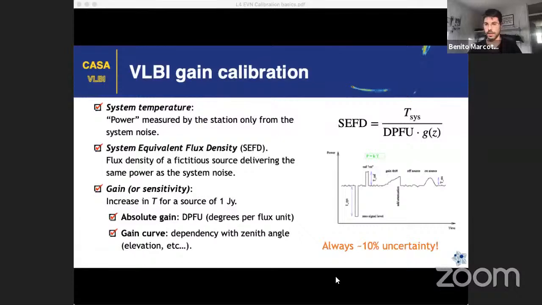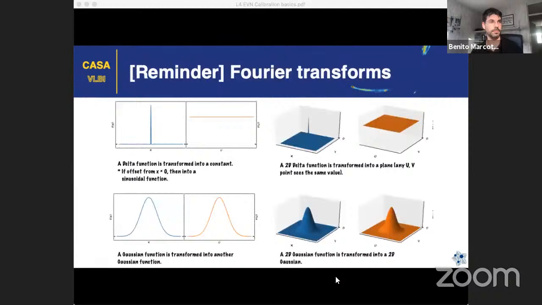Okay. So before going to the rest of the calibration steps, I will make a reminder for some of you about the Fourier transform. It is always nice to keep it in mind to understand what is coming now. Most of you will remember that the transform of a delta function is always a constant. That means in the 2D plane, the delta function is what you expect from a really point-like source: the same amplitudes at any given UV point.